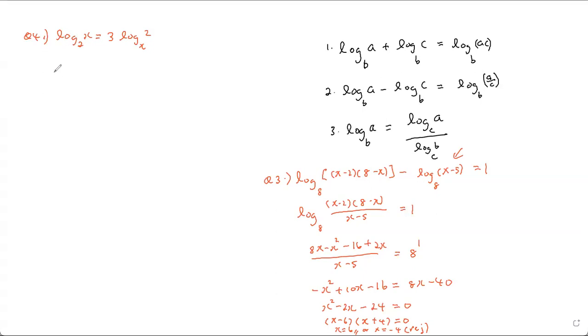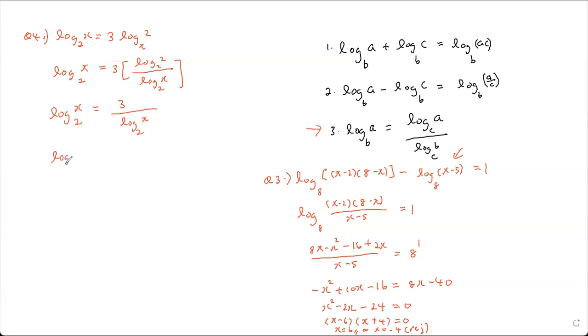On the left-hand side it's really base 2, so let's not touch that. On the right-hand side, how do I change this to base 2? This is log of 2 base 2 over log x base 2, right? I'm simply using rule number 3. You realize that log 2 base 2 is equal to 1, so this is 3 times 1, which is 3 over log x base 2. Now I can multiply both sides by log x base 2, and I will get this.